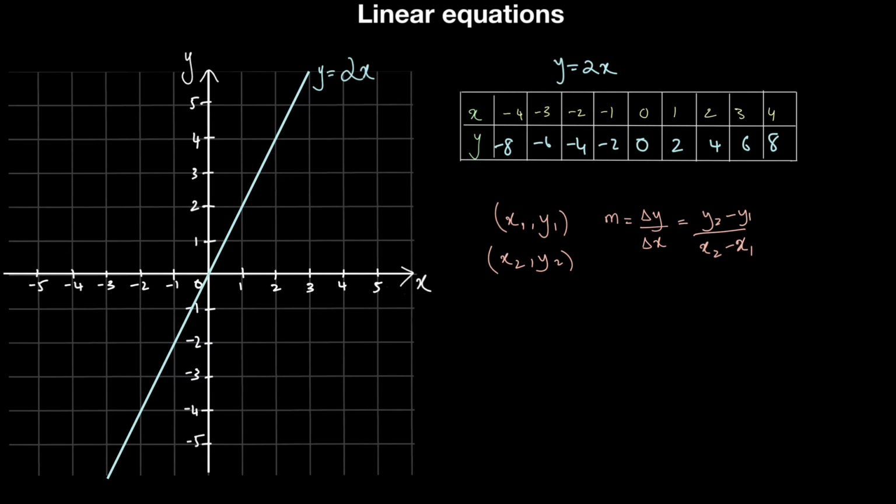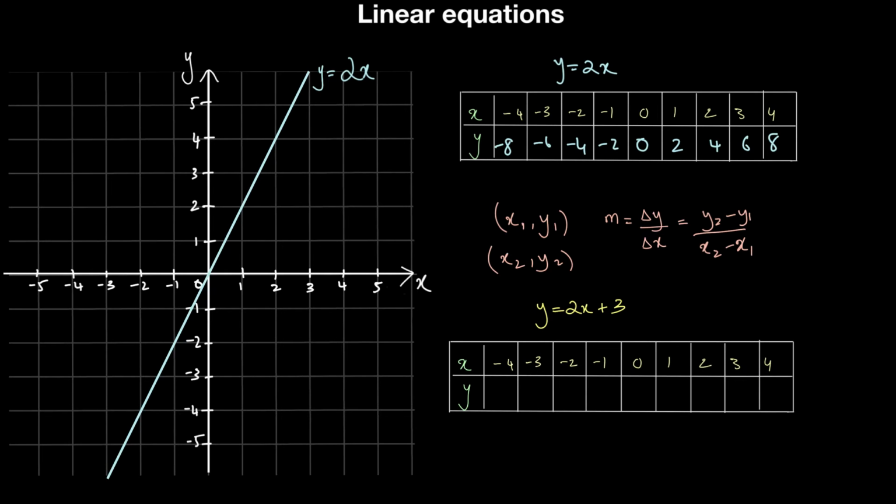Now, let's think for a moment what would happen if, instead of having the equation y is equal to 2x, I had the equation y is equal to 2x plus 3. Now, how have I changed the values of y with respect to x? So now let's fill in a table of values to see how we've changed the values of y.